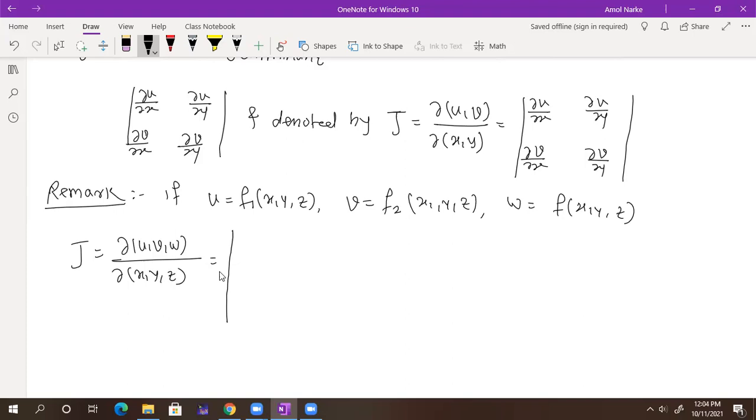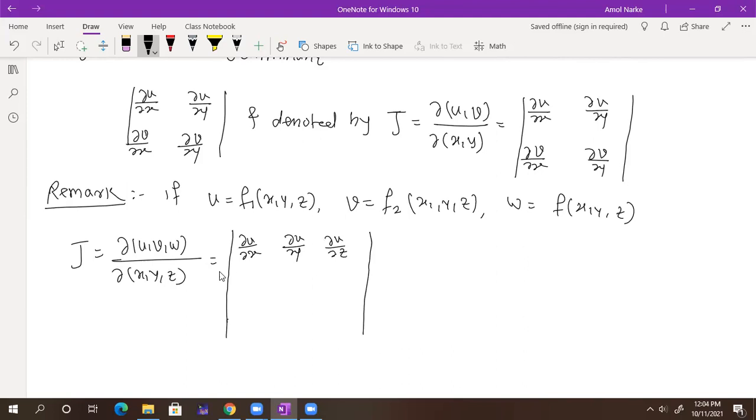Tell me now, here what do we do? Differentiate u with respect to x partially, differentiate u with respect to y, and differentiate u with respect to z. So first row: partial of u with respect to x, then u with respect to y, and u with respect to z. So this comes.